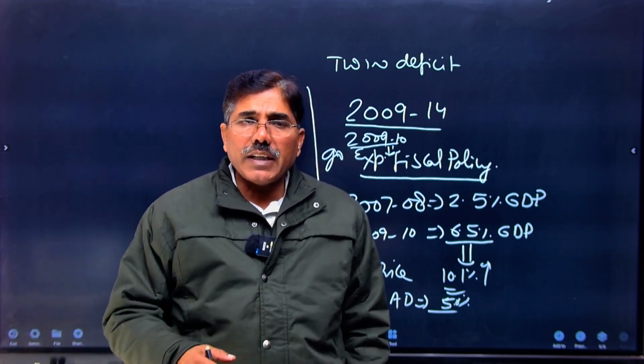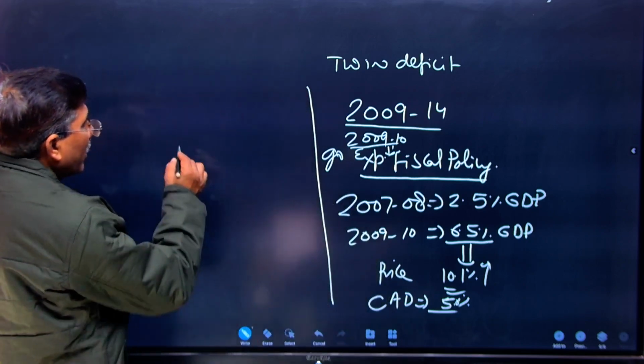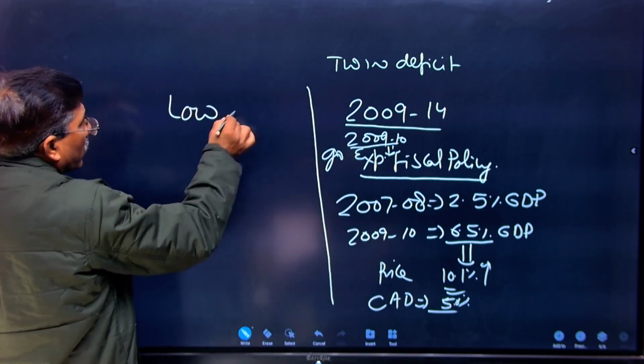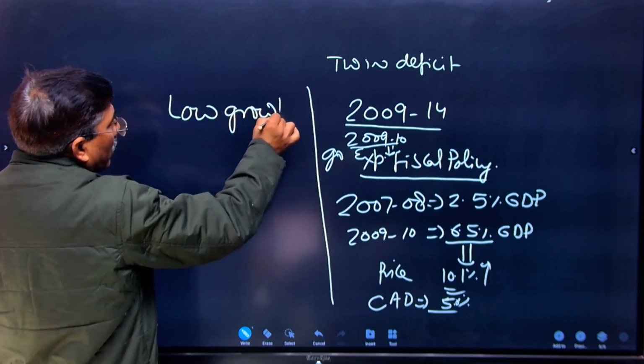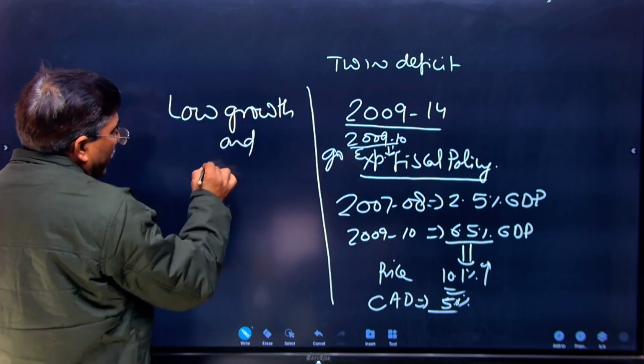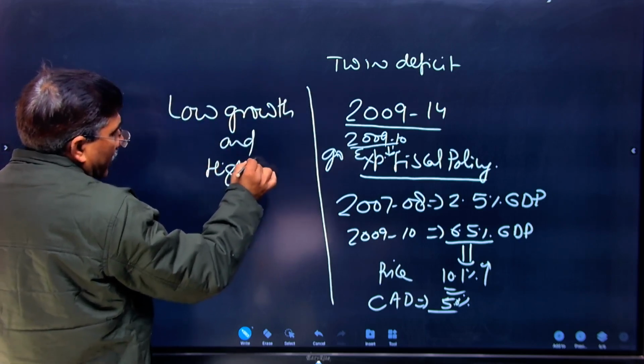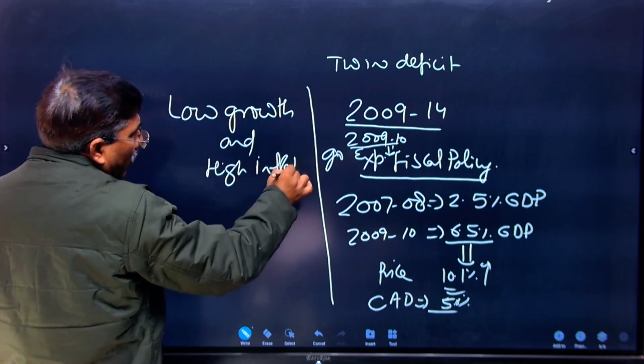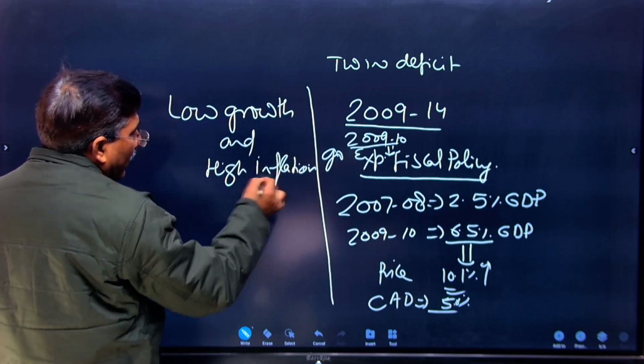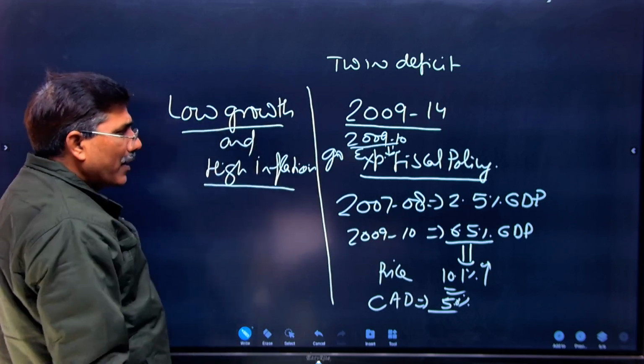That kind of twin deficit problem finally leads the Indian economy to low growth and high inflation. Why is that low growth and high inflation? For the explanation, you can see my next video on YouTube.